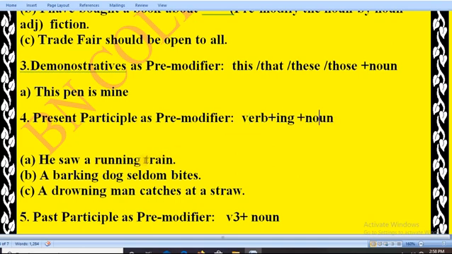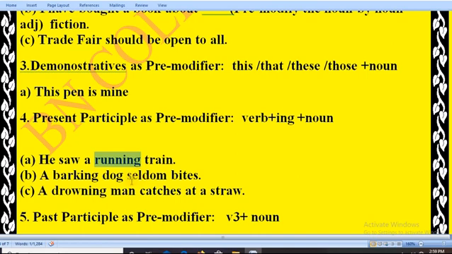Then there is a noun. Noun is train. So I saw what type of train? I saw a running train. I saw a flying train. Flying, not flying. Okay, it is flying, F-L-Y-I-N-G.